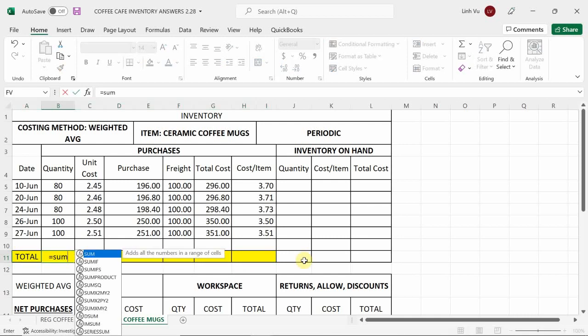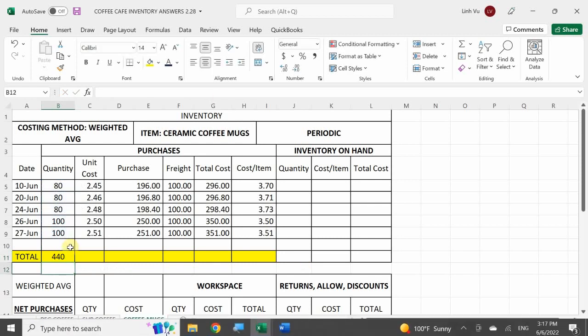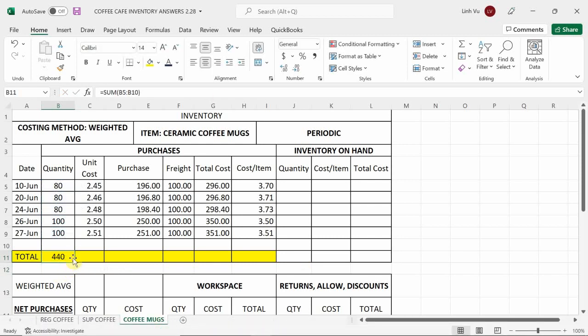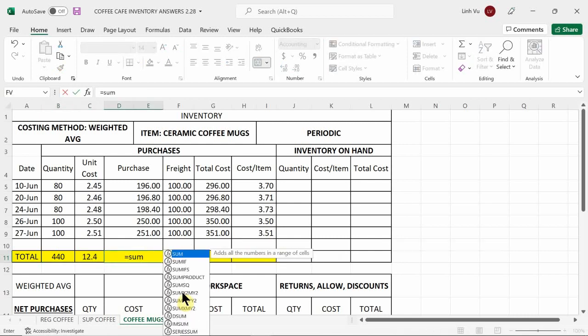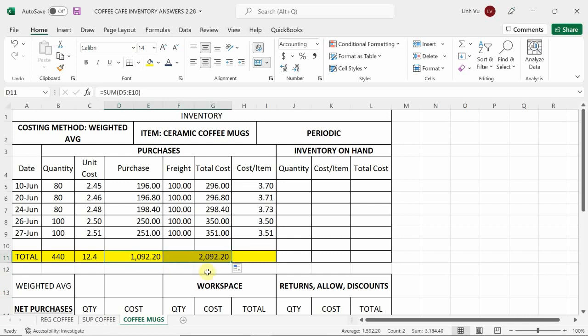How many coffee mugs did we purchase in grand total? We purchased 440 cups. How much was the purchase expense? Equal sum. The total purchase expense came up to $1,092.20. How much was our total freight? It was $500.